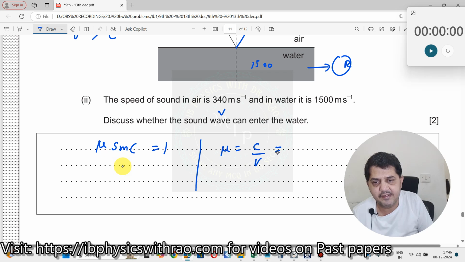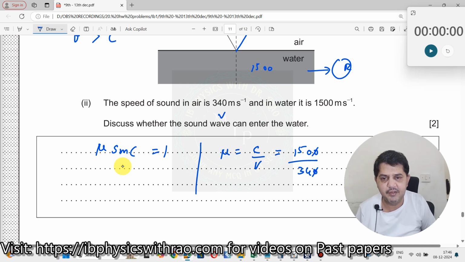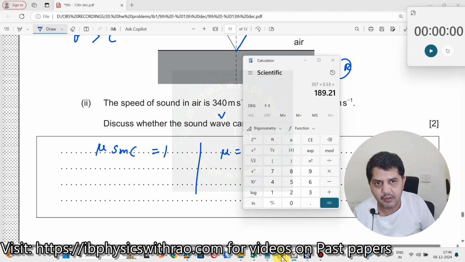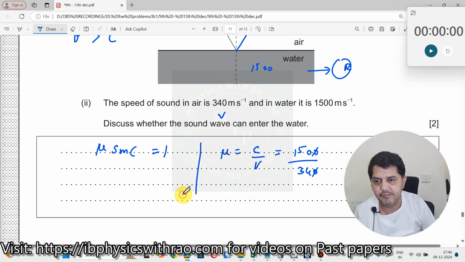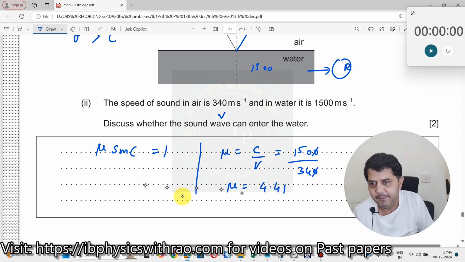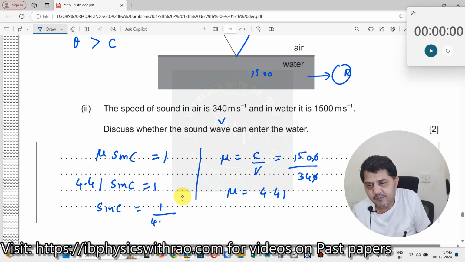What is the velocity of the signal in the rarer medium? 1500. What is V here? V is 340. So I cancel this. You get 150 by 34. Let us calculate what is 150 by 34. 150 divided by 34 will be 4.41. Wow, it's very, very high. So the value of mu is 4.41. Now let me substitute here. I get 4.41 sine C is equal to 1. Sine C is equal to 1 divided by 4.41.